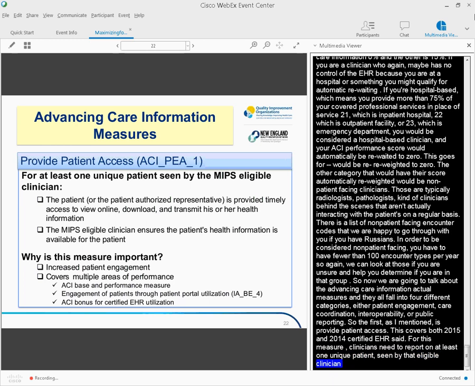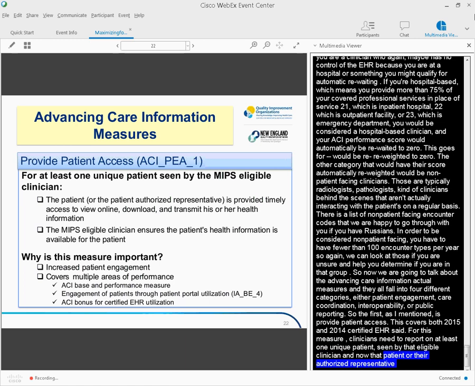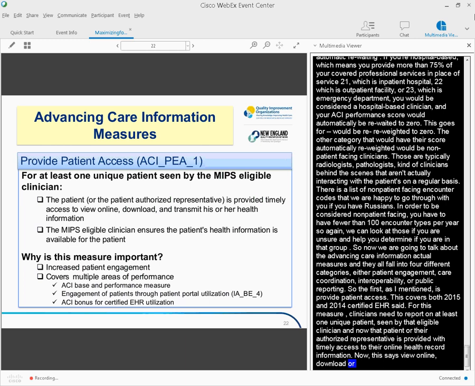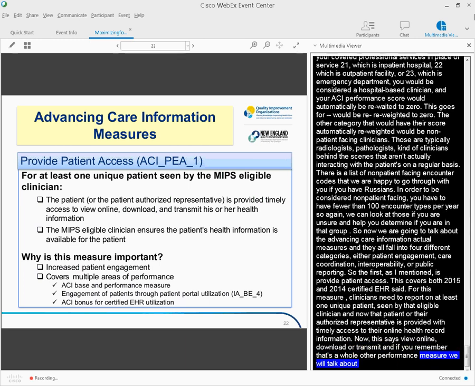Now, this says view online, download, or transmit. Obviously, if you remember, that's a whole other performance measure, which we'll talk about in a minute. The important piece for a clinician is that they make sure that that patient's information is available to the patient.